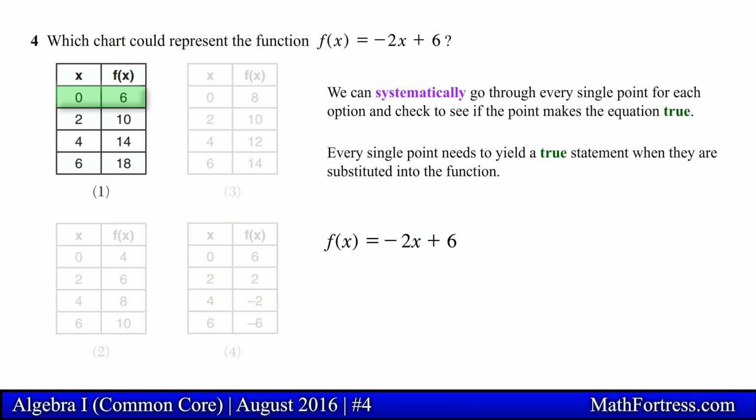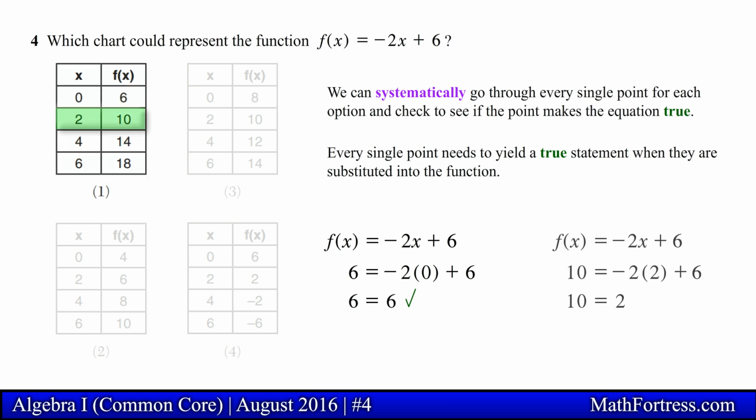The first point, 0, 6, yields a true statement. So far, so good. Now we need to test the other 3 points. The second point yields a false statement. The false statement automatically makes the chart from option 1 incorrect. Remember, we need every single point on the chart to yield true statements when substituted into the function. As soon as one point yields a false statement, the rest of the points on the chart are automatically eliminated.